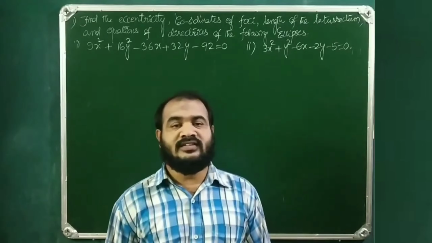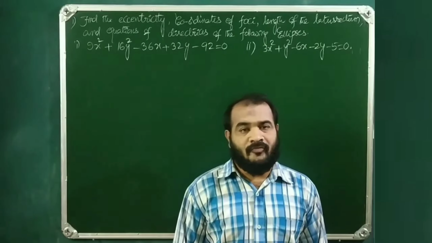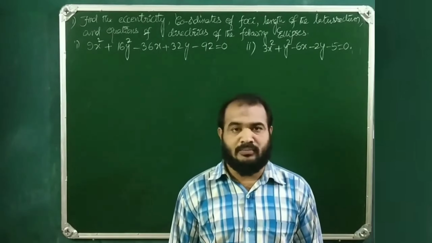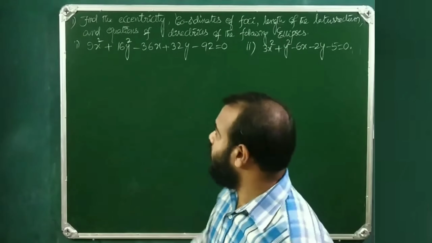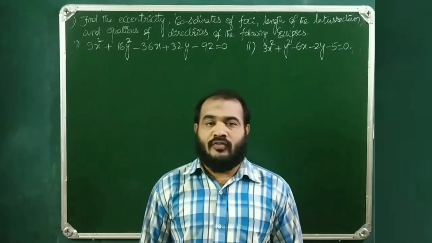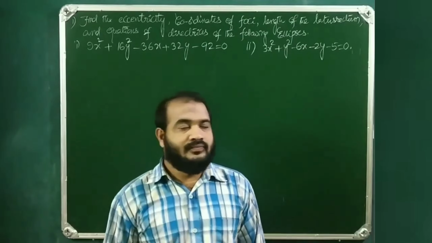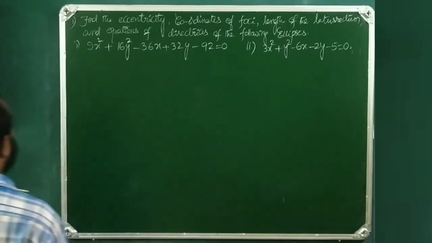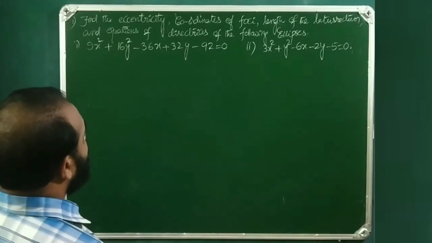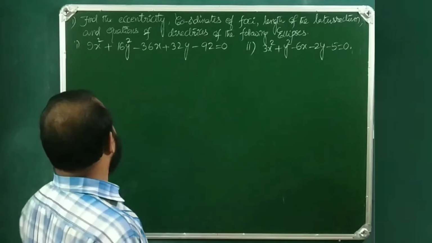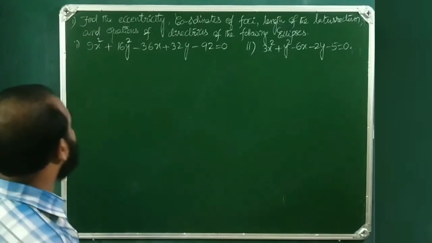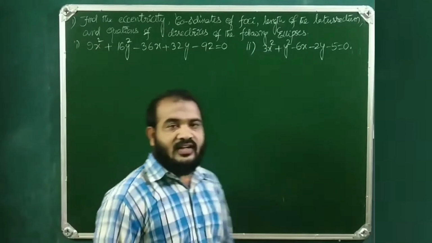We have been discussing the first exercise of the chapter Ellipse. So let us try out some problems from the textbook examples. The first question is: find the eccentricity, coordinates of foci, length of the latus rectum and the equations of the directrices of the following ellipse. So the two cases are given.